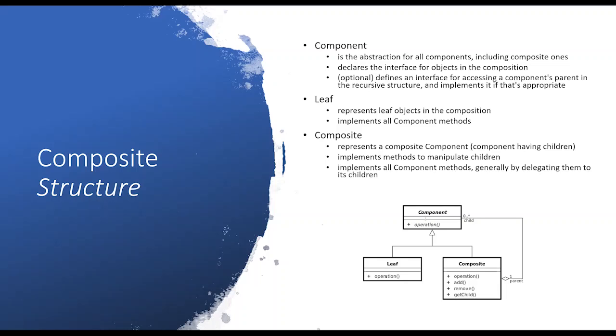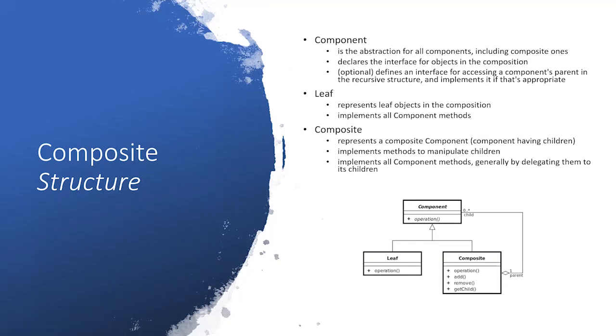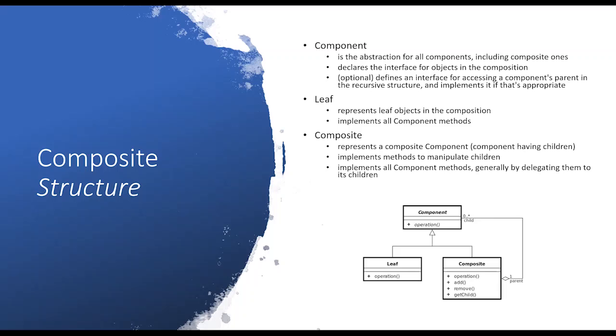So again, reiterating our definition, leaf defines behavior for primitive objects in the composition. Like in the problem which we decided, the directory file structure, the leaf object would be a file, and if the problem statement is to get the size, we will directly return the size of the file. That operation to return the size by the file would be performed inside the operation of this leaf. Composite stores child components.